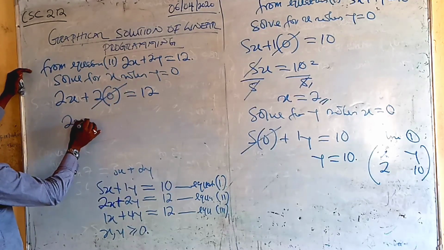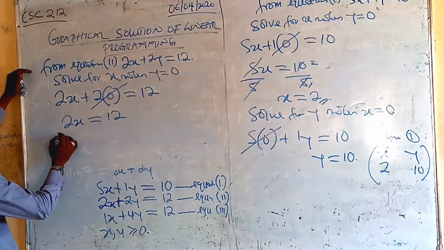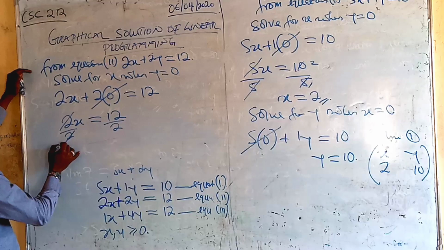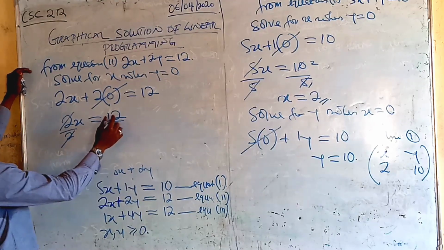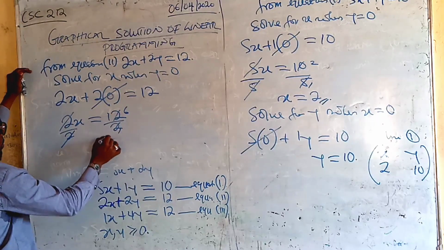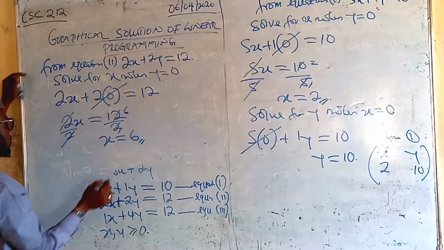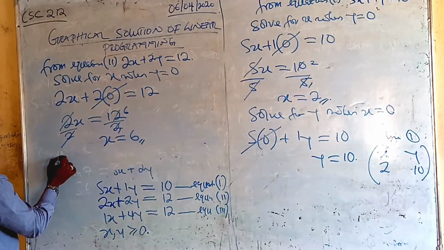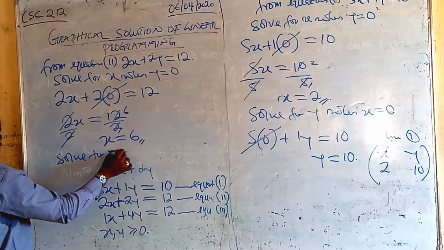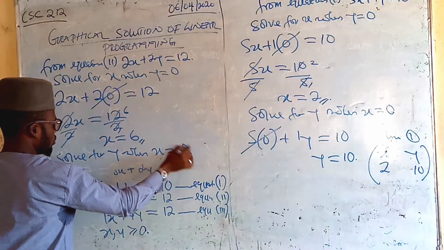Then 2 times 0 is gone. We have 2x, which is equal to 12. To have the value of x now, we are to divide both sides by the coefficient of x. 2 goes into 2 once, 2 goes into 12 six times. So the value of x here is equal to 6. Then we are to solve for y when x is equal to 0.